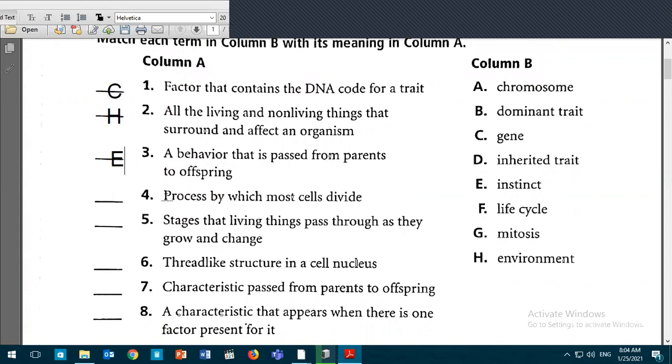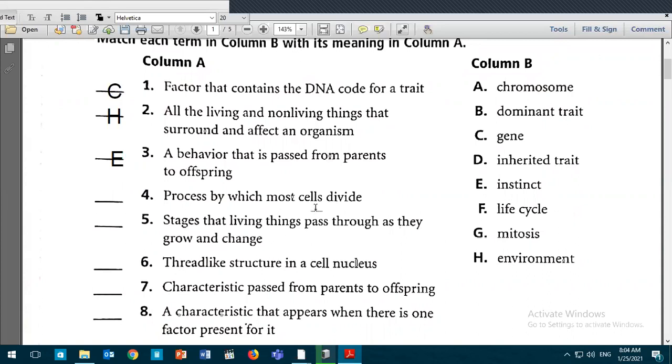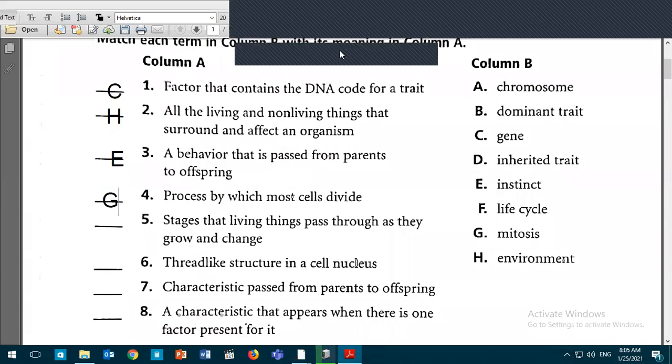Okay, number 4, guys, I will answer this one. A process by which most cells divide. This is going to be G, which is mitosis. And inshallah, guys, next year you will learn about mitosis, which is how the body cells, for example, divide into new cells in order to get taller, get bigger, fix damaged cells. That's what we call mitosis.